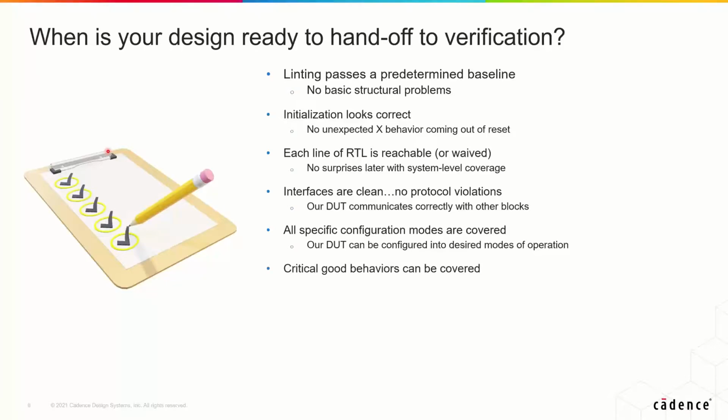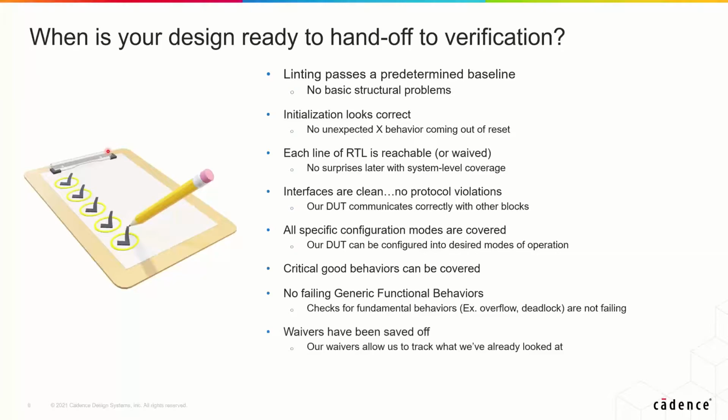And this is key on the methodology talk I will give today. We also want to make sure that all the critical good behaviors can be covered. Another item, there are no failing generic functional behaviors. And when I say generic, I'm talking about checks which are easy for the tool to generate automatically. For example, overflow checks for counters or deadlock checks for FSMs and so on and so forth.